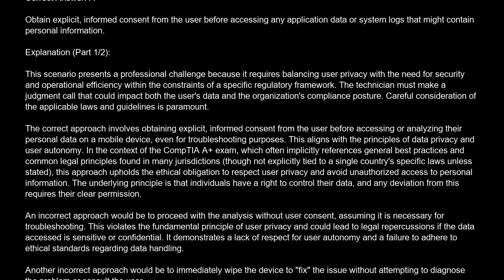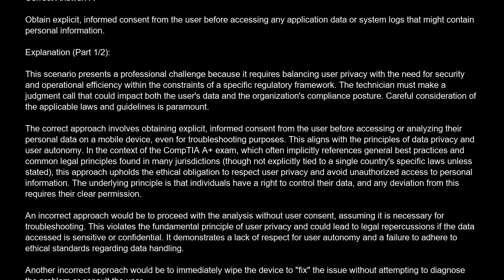clear permission. An incorrect approach would be to proceed with the analysis without user consent, assuming it is necessary for troubleshooting. This violates the fundamental principle of user privacy and could lead to legal repercussions if the data accessed is sensitive or confidential. It demonstrates a lack of respect for user autonomy and a failure to adhere to ethical standards regarding data handling.